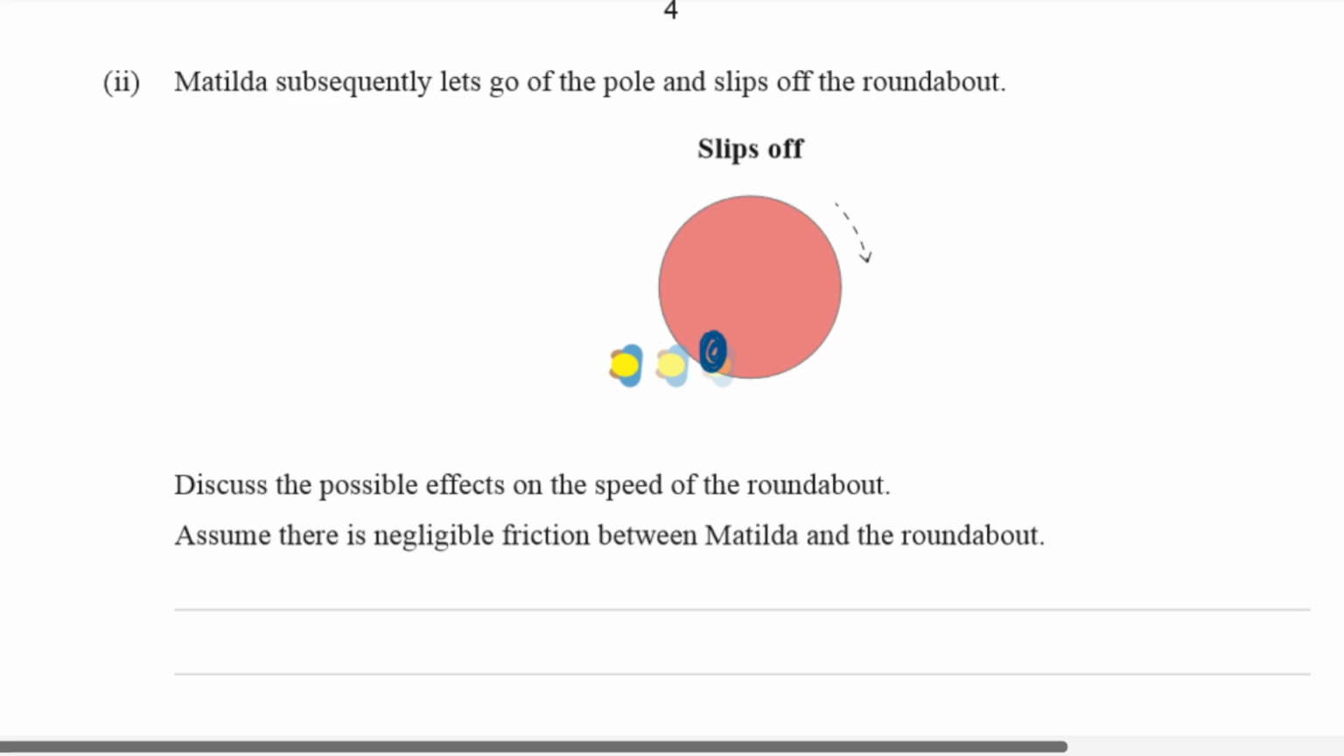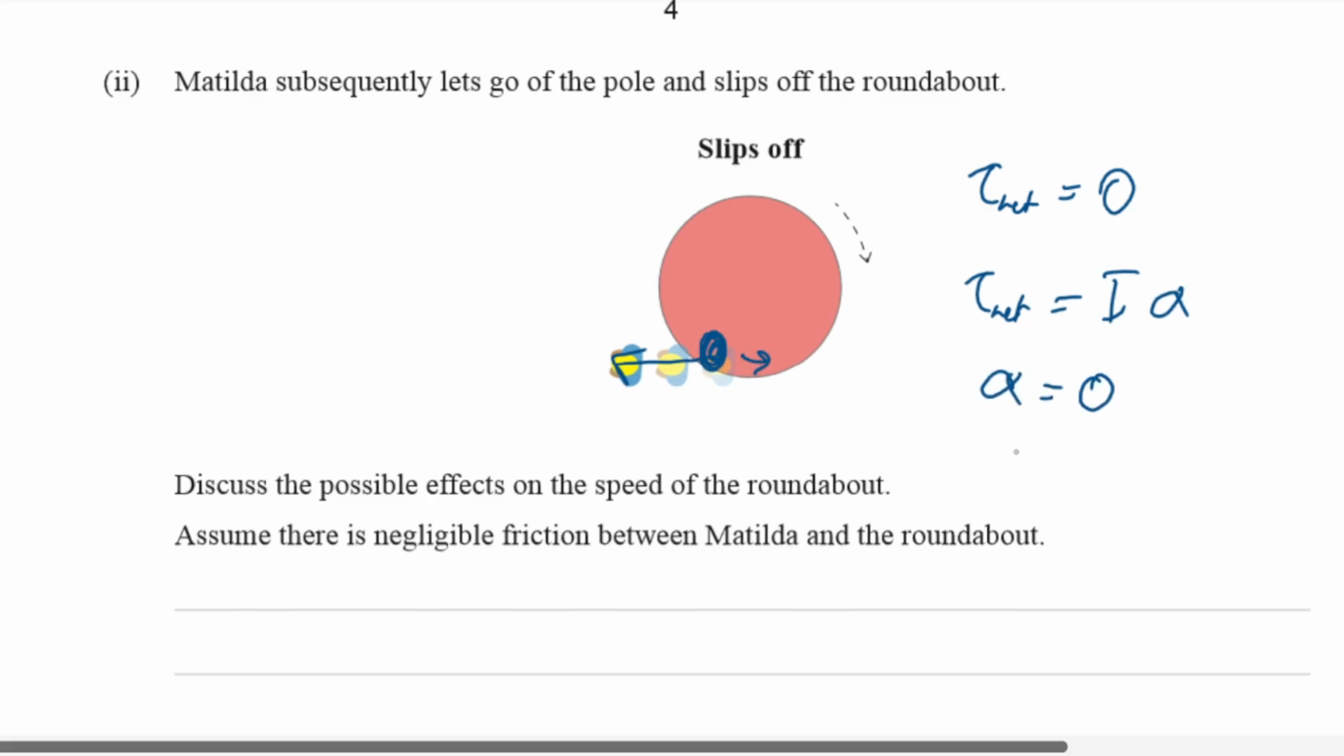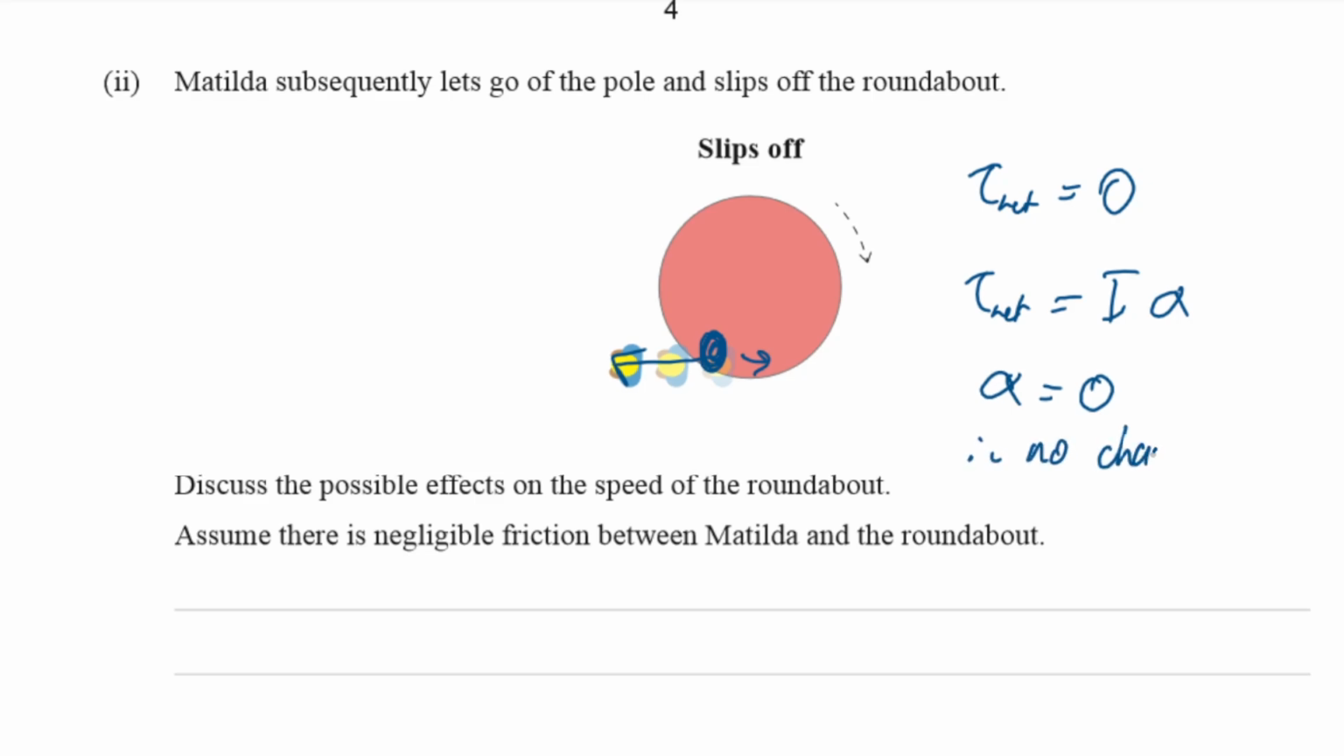So when Matilda slips off, we can assume there is negligible friction. So what that means is, as she slips off, she is not kicking back at all. So there is no net torque applied to the roundabout. And if the net torque is zero, because we're ignoring friction, we know net torque is equal to rotational inertia times angular acceleration. And since net torque is zero, angular acceleration must be zero, therefore no change in angular velocity.